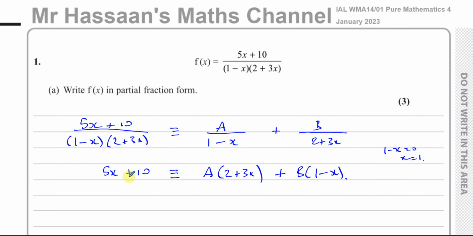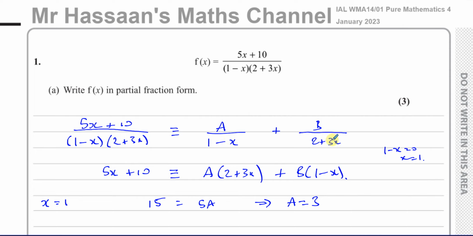And if I replace x with 1 in the other places, then I'll be able to find what a is. So if I use x equals 1, this is going to be 5 times 1, which is 5, plus 10, which is 15. This is going to be a times 2 plus 3, which is 5a. And this is going to be 0. So I'm left with 5a equals 15, from which right away I can say a is equal to 15 divided by 5, which is 3. So I now know this is 3 over 1 minus x.